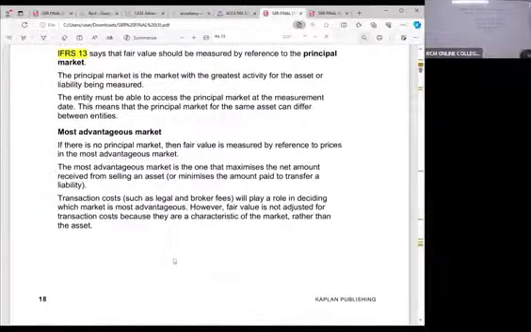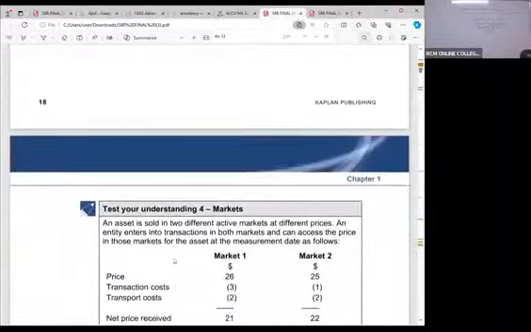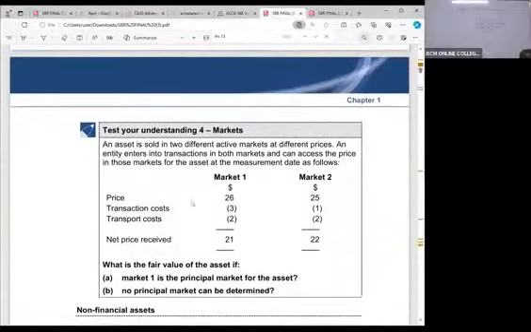For us to understand what we're talking about, we have this example. Test your understanding for market. We have market 1 and market 2. An asset is sold in 2 different active markets at different prices. An entity enters into transactions in both markets and can access the price in those markets for the asset at the measurement date as follows. Price in market 1 is 26, transaction cost is 3, and then we have the transport cost of 2. Then we have the net price receivable. What is the fair value of the asset if market 1 is the principal market for the asset?